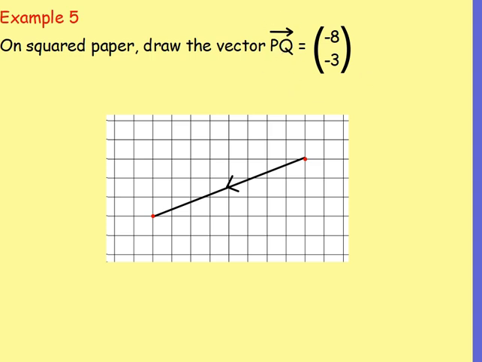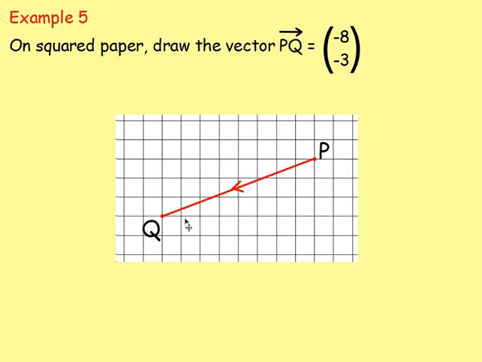Because this is vector PQ, the starting point is going to be P, so we'll just put a big P beside that. And because that goes down to Q, we'd put a Q beside that point. So we've got the vector PQ. Ta-da!